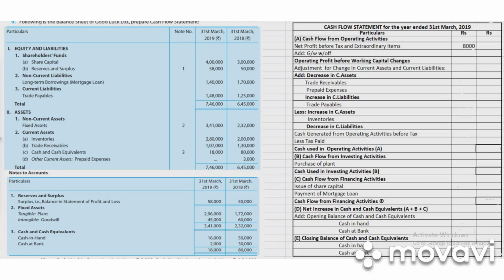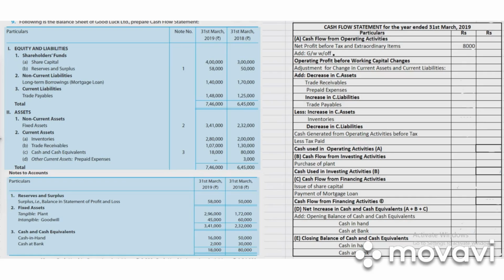That means we will have to reverse whatever non-operating items and non-cash items are adjusted before calculating net profit. We have to do the reverse to get the original net profit, right? So in this particular case, we have to pick up depreciation, which of course is a non-cash item.